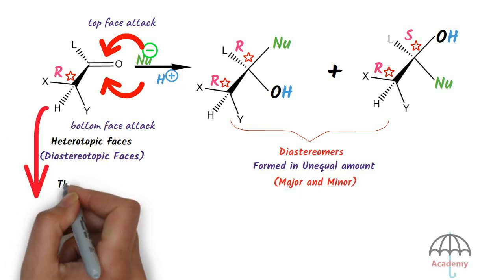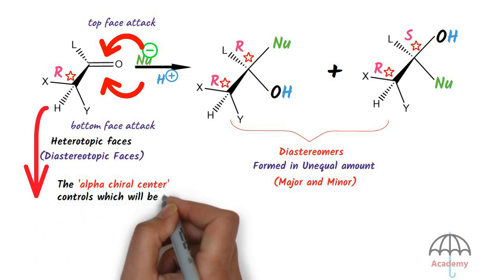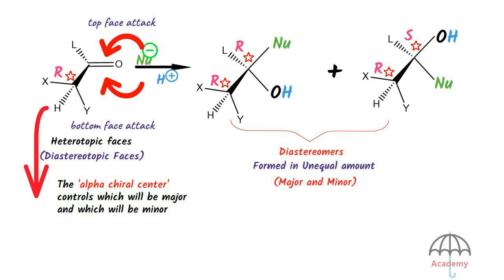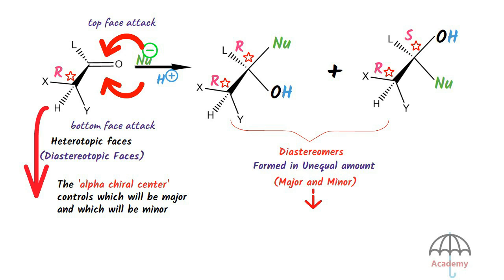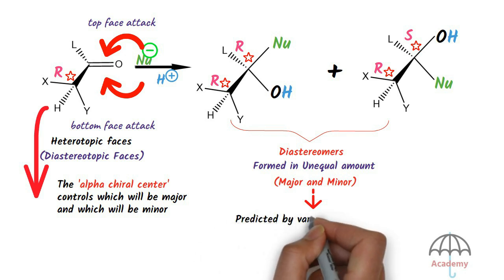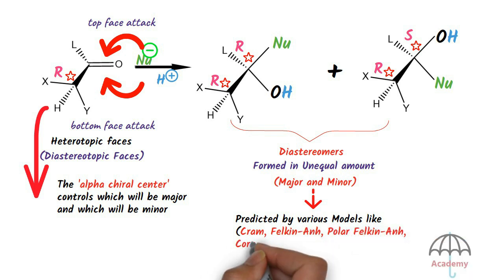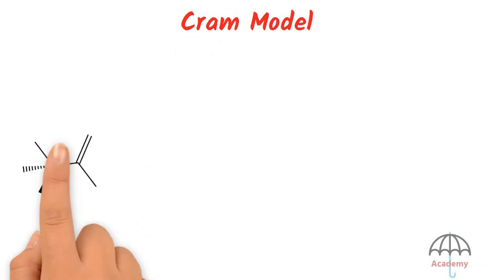Examination of such types of reactions showed that the alpha chiral center controls which will be the major and which will be the minor product. These major and minor products formed in particular diastereoselective addition reactions can be predicted by various models like Cram, Felkin-Anh, Polar Felkin-Anh, Cornforth, and Cram chelate model. We'll discuss Cram's model in this lecture.